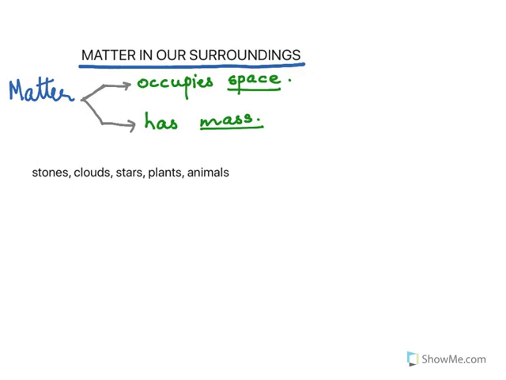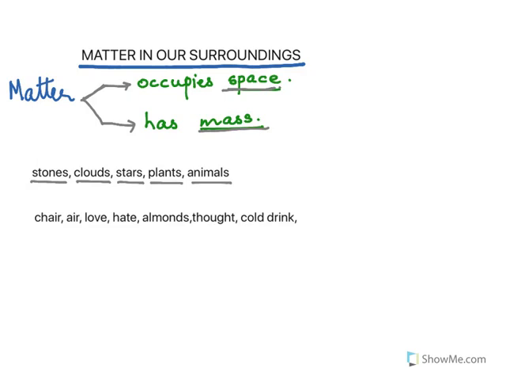Here are some examples of matter, like stones. They occupy space, they have mass. Clouds are also matter. Stars are also matter. Plants are matter, and animals are matter too. So two properties: matter occupies space and matter has mass.